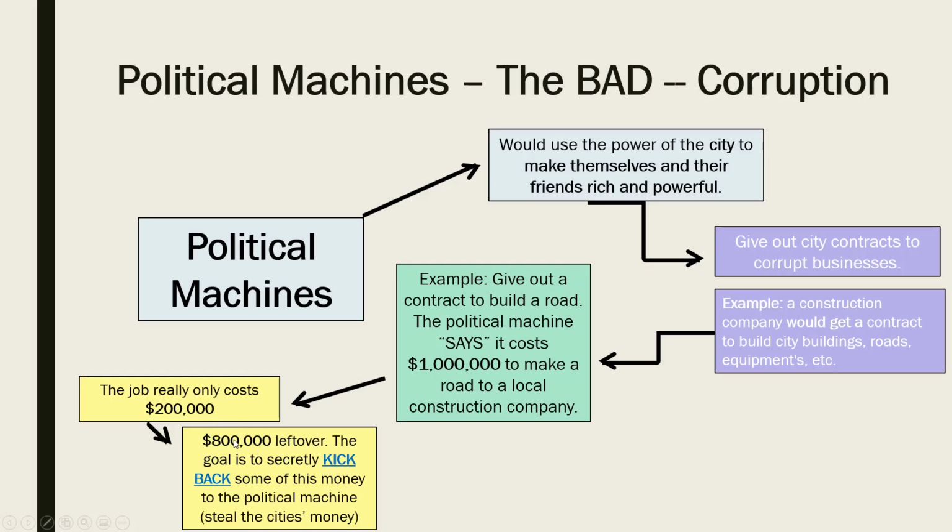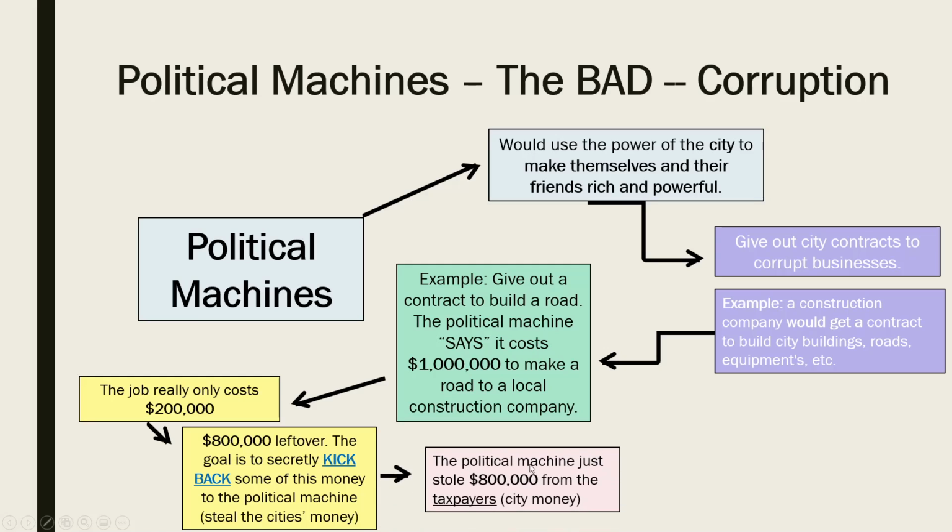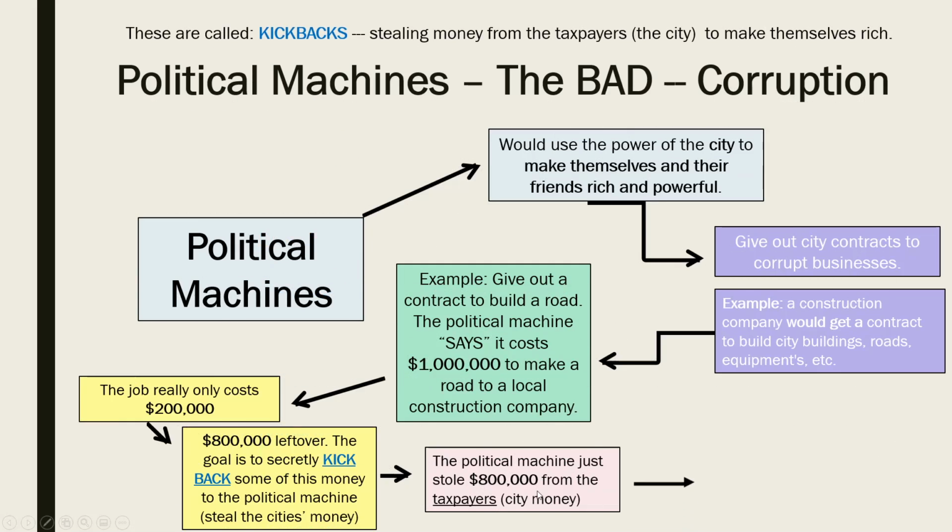So we embezzled it pretty much. We secretly held on to this money, and it doesn't go back to the city. It goes back to our corrupt pockets. So now the political machine just stole $800,000 from the taxpayers, from the city. And it's not going back to the city. It's going back to the political machine, the party people, the people they gave corrupt jobs to, so on and so on. This is what we call a kickback. You are stealing money from the taxpayers and kicking it back to yourself.